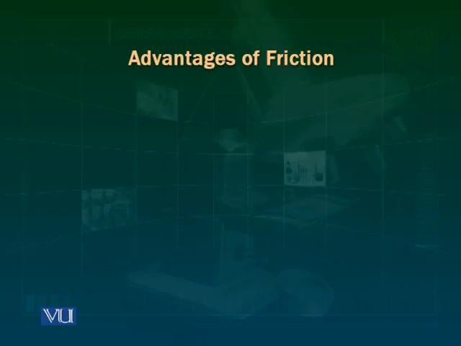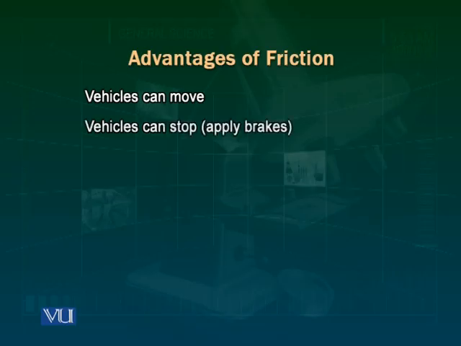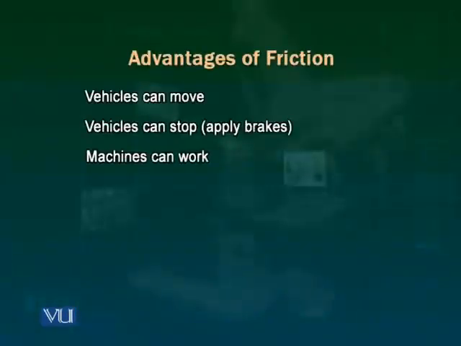Now, friction has certain advantages. The world we live in, if friction was not there, would have been a very, very different place, because friction allows vehicles to move. How do they move? Tires of the vehicle push the road backwards, and the vehicle moves forward. Vehicles can apply brakes, which allows them to stop, because friction opposes motion. When you apply a brake, the friction between the road and the tire increases, which causes a force in the opposite direction, decreasing the speed of the car, and it can stop.